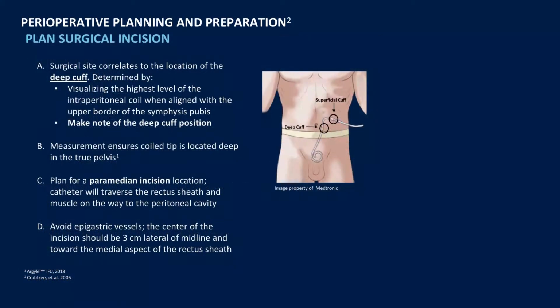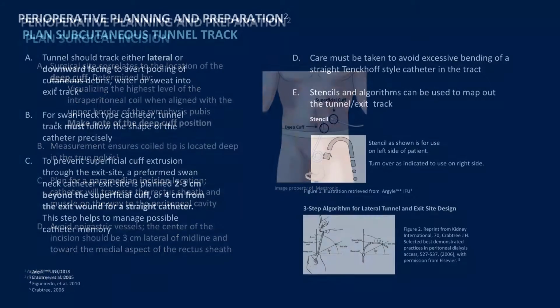The next step is planning for the surgical incision. During this part of the planning process, it is important to make sure that the surgical site correlates to the location of the deep cuff. The measurement ensures the coiled tip is located in the deep pelvis. The incision is in a perimedian location, and the center of the incision is 3 centimeters lateral of the midline and toward the medial aspect of the rectus sheath in order to avoid epigastric vessels.